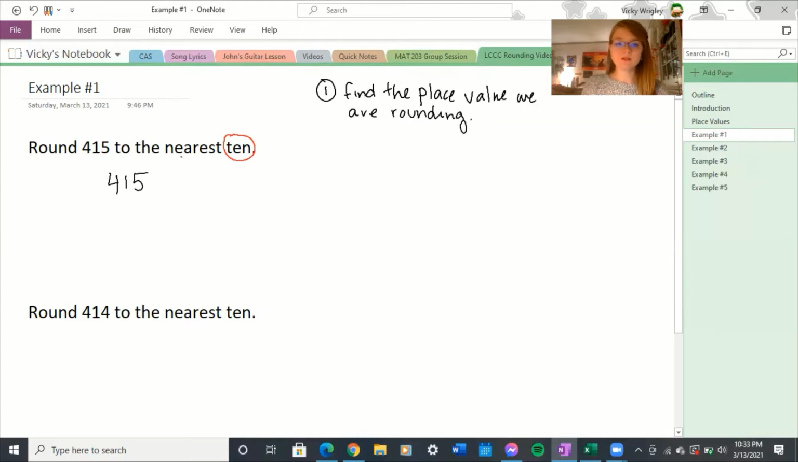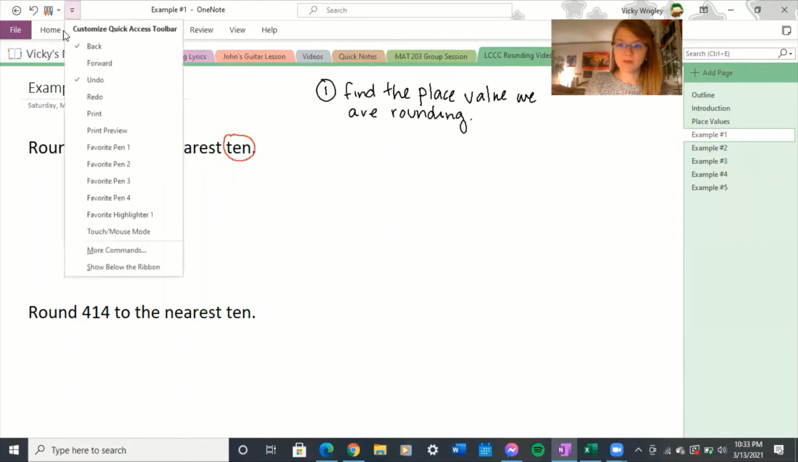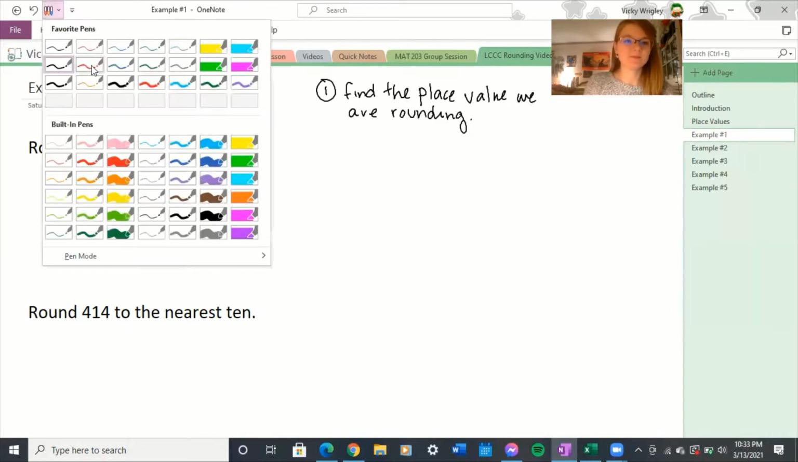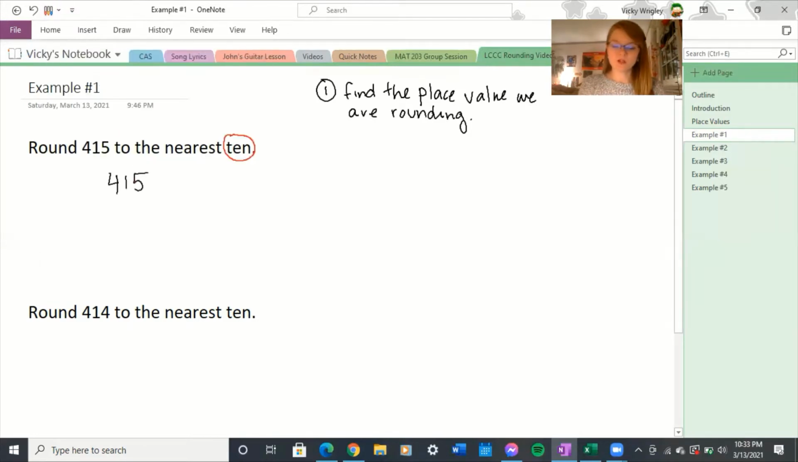In this case, it's the tens. That's what our problem told us. It's the tens place. So which digit is in the tens place? As I said, start on the right, starts with ones. Ones, tens. This number here, I'm going to underline it in red, is the number that we're rounding.